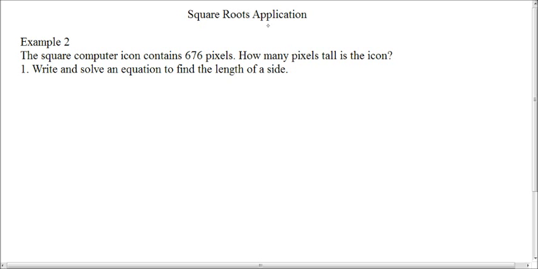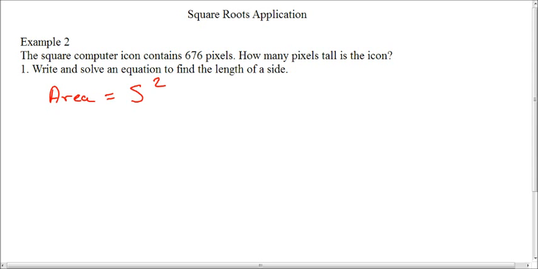Okay, let's think about something. Area of a square. So we know if we're looking for the area of a square, our formula is area is equal to side squared. Okay, that's our little equation right there.